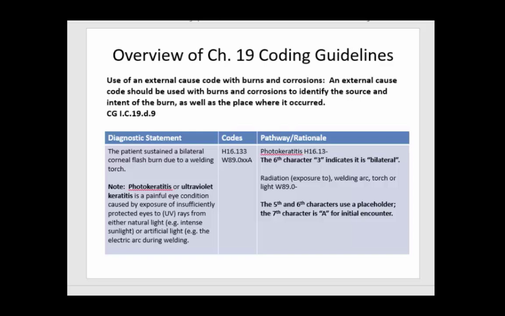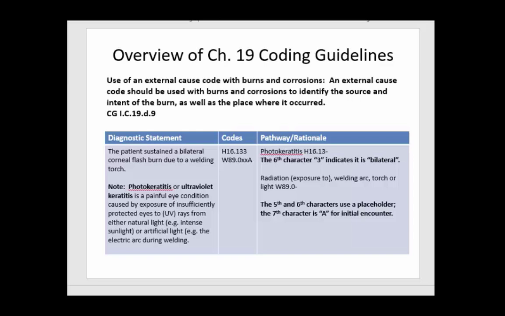So if you're reading a chart and it says the patient sustained a bilateral corneal flash burn, you're going to remember a corneal flash burn is photokeratitis. Snow blindness is another photokeratitis diagnosis. Photokeratitis takes us to H16.13 and the 3 as our 6th character. Says it's bilateral. And then the radiation, there is a specific code.